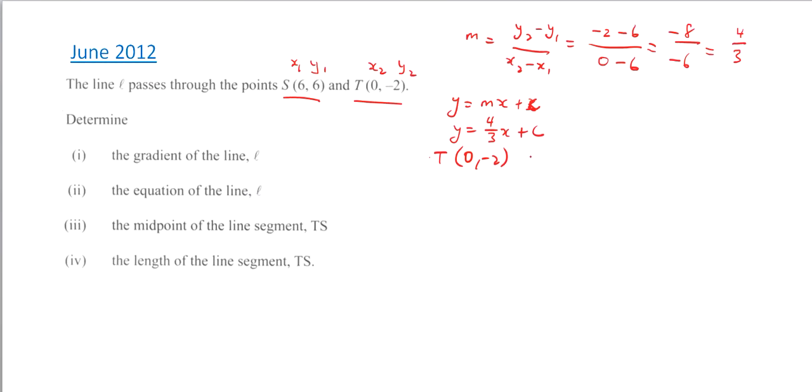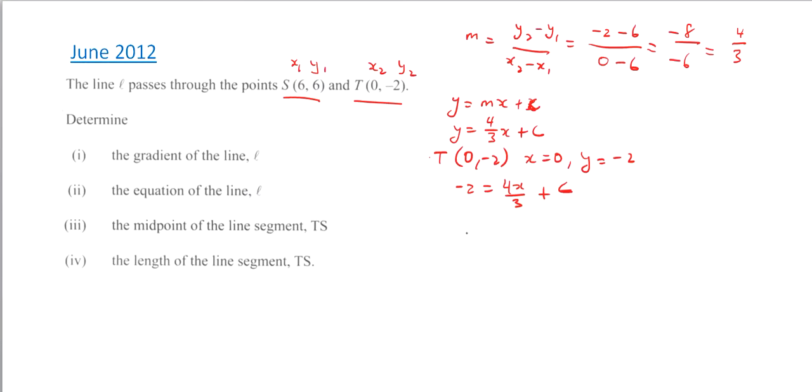What does this tell me? It tells me that when x is equal to 0, y is equal to -2. So therefore, -2 is equal to 4x over 3 plus c.